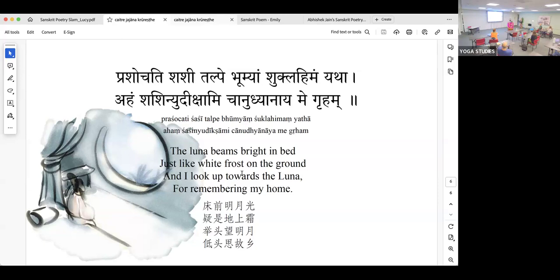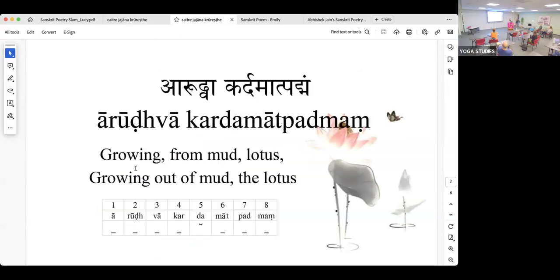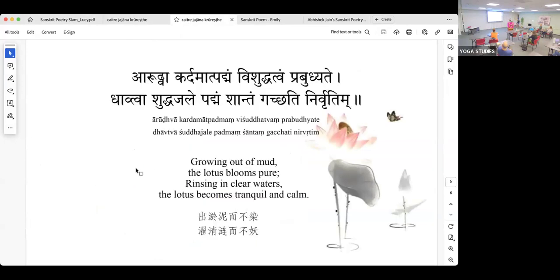So for the second poem, I chose a much shorter Chinese poem. As you can see, it would be much shorter, only 2 lines in the Chinese. I chose this poem to translate because it talks about the lotus, which is very common in yoga and common in Indian culture. A great metaphor for tranquility and calm.